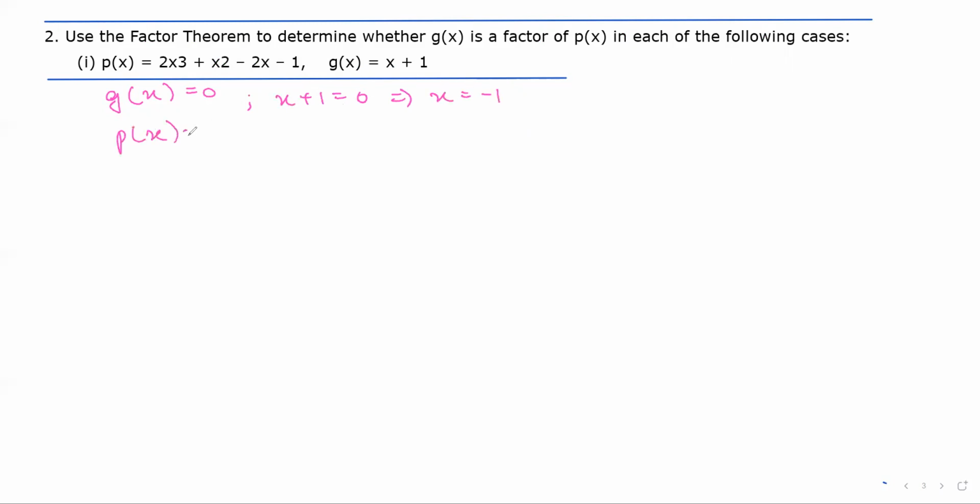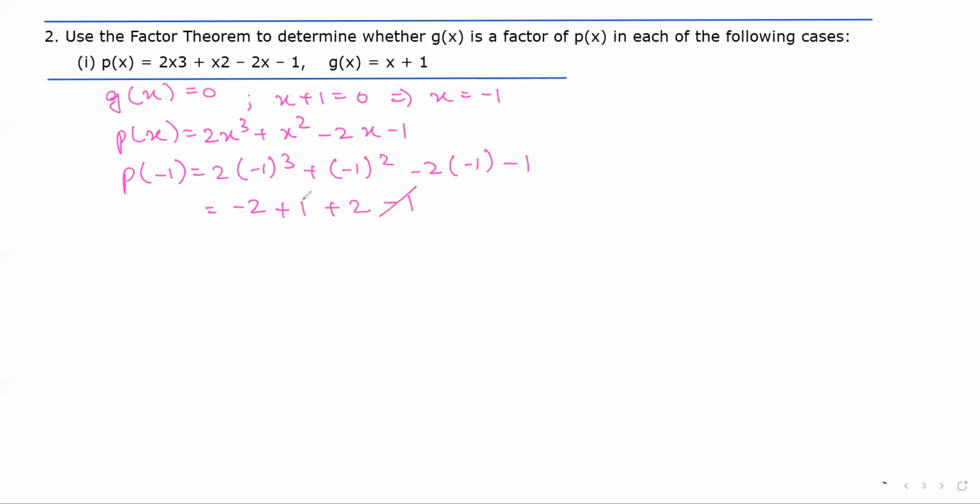Given p of x is equal to 2x cubed plus x squared minus 2x minus 1. At x is equal to minus 1, you have 2 into minus 1 whole cube plus minus 1 squared minus 2 into minus 1 minus 1. This is minus 2 plus 1 plus 2 minus 1. Minus 1 plus 1 plus 2 minus 2. You're left with 0. P of minus 1 is equal to 0. Therefore, g of x is the factor of p of x.